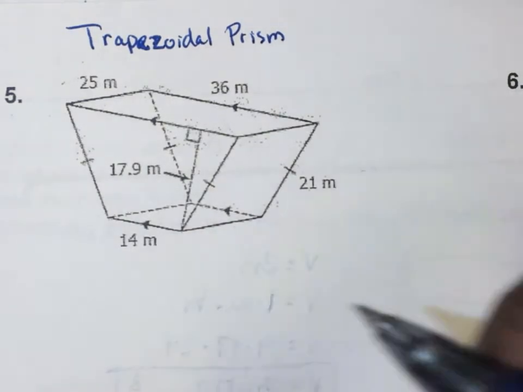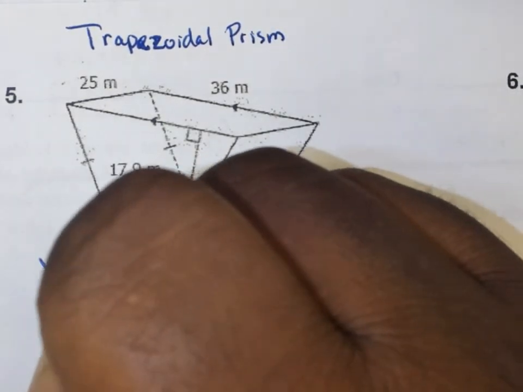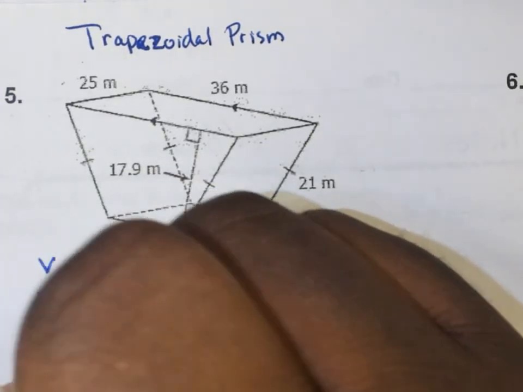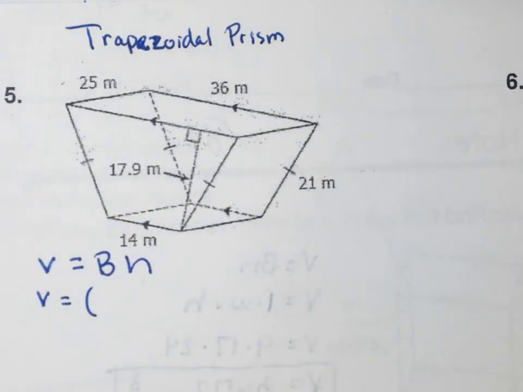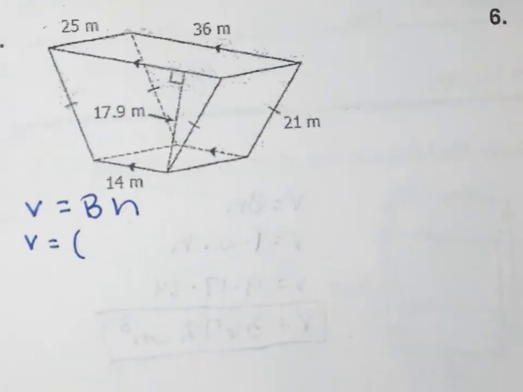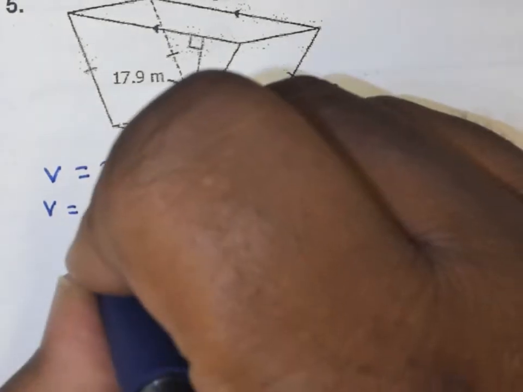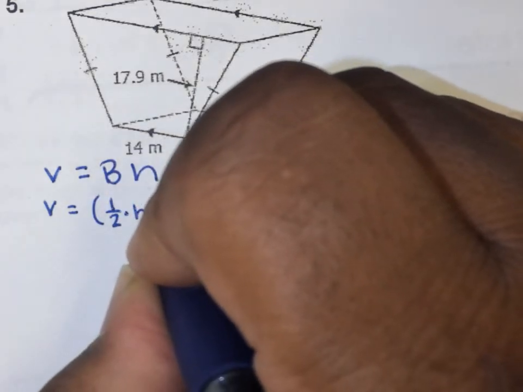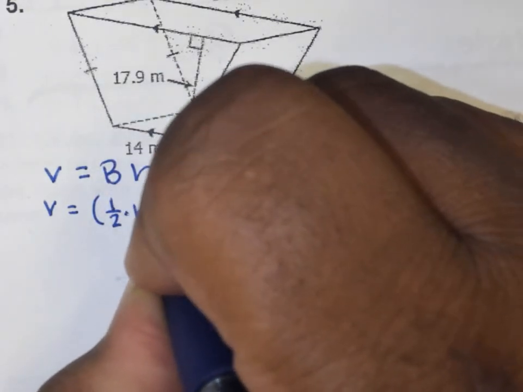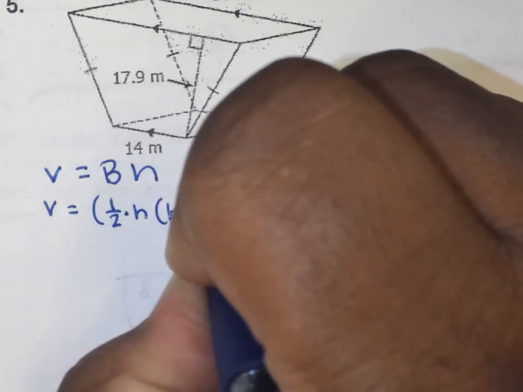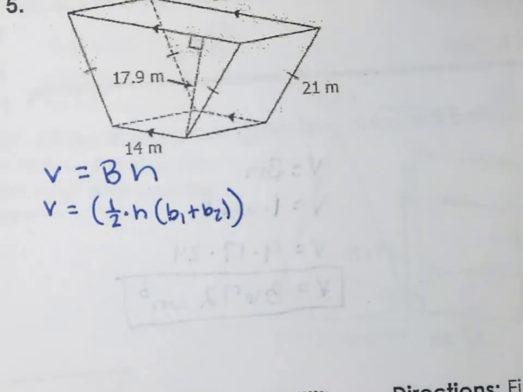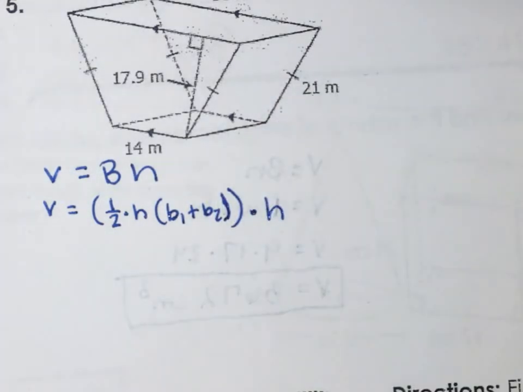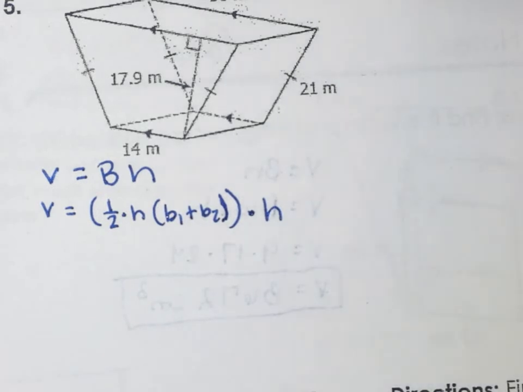Alright, Juan, I heard what you just said. I agree. So, it's a prism, so volume equals capital B times H. In this case, though, Juan, my capital B turns into what? One half times height, parentheses B1 plus B2. So I'm gonna write 2 set of parentheses there, and then times the height of my actual prism. That's the adjustment that needs to be made on this formula.